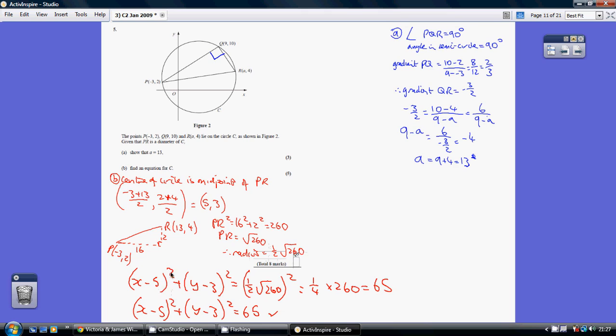So the equation of a circle is, with the 5 and the 3 as the centre of the circle, and this is the radius squared. So x minus 5 all squared plus y minus 3 all squared equals the radius squared, so equals half root 260 squared. Half root 260 squared is a quarter times 260, which is 65. So our final answer: x minus 5 all squared plus y minus 3 all squared equals 65.